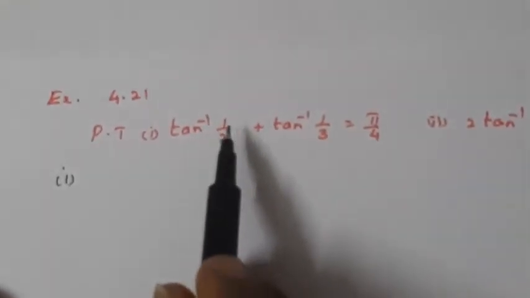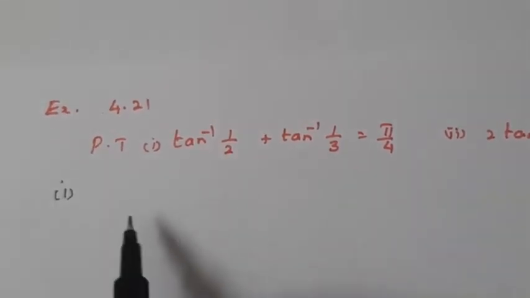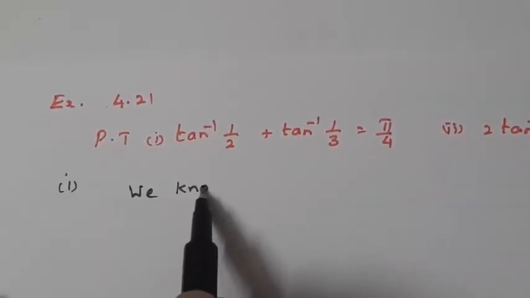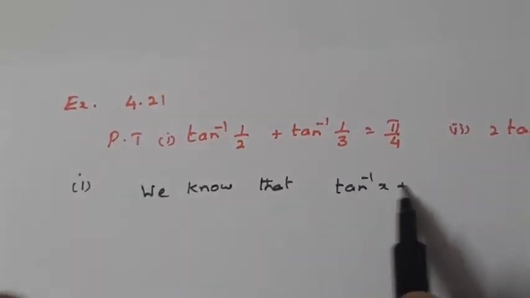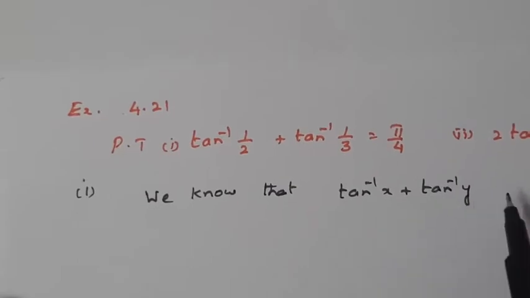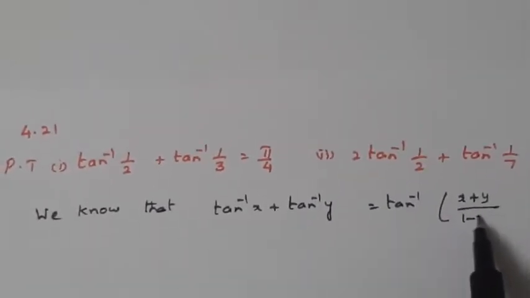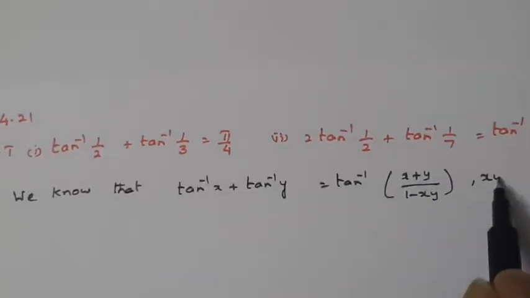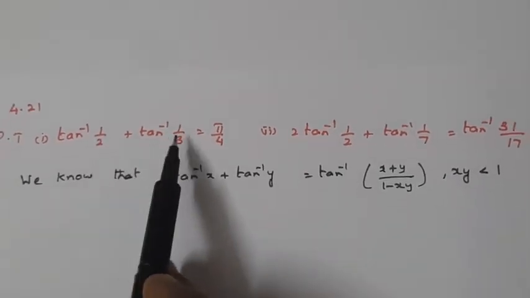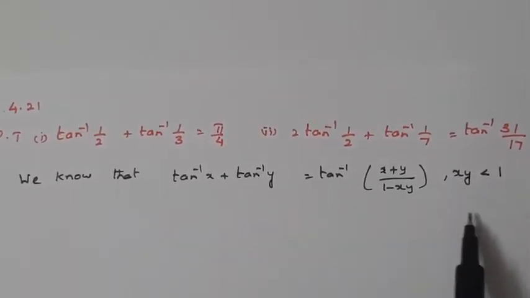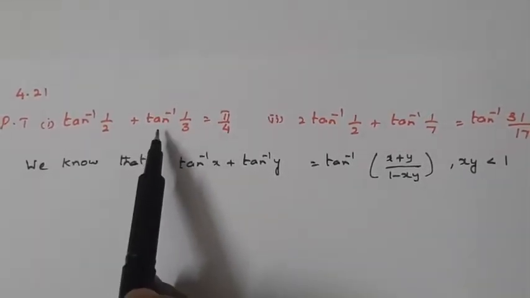It is of the form tan inverse of x plus tan inverse of y. The left hand side is of the form tan inverse of x plus tan inverse of y. So, let us apply that identity. What is that identity? Tan inverse of x plus tan inverse of y is equal to tan inverse of x plus y divided by 1 minus xy, where the product xy is less than 1. Here 1 by 2 into 1 by 3 is 1 by 6, and it is a proper fraction, and it will be clearly less than 1.